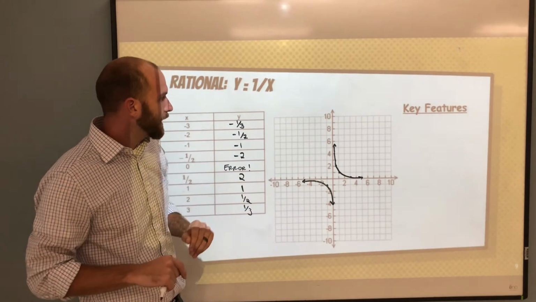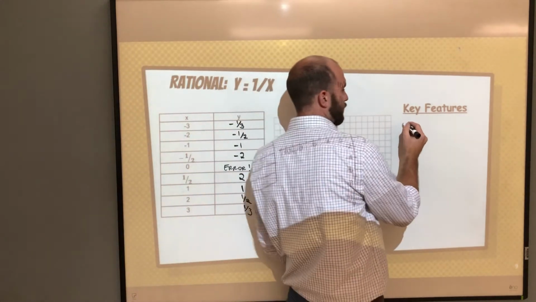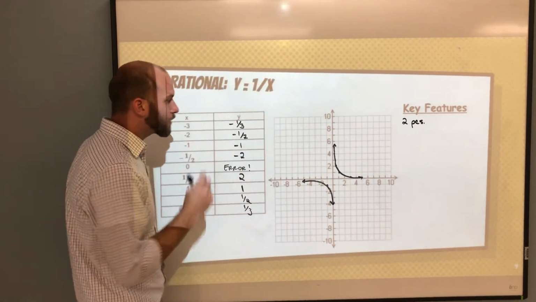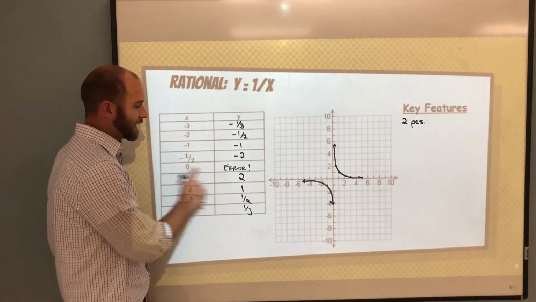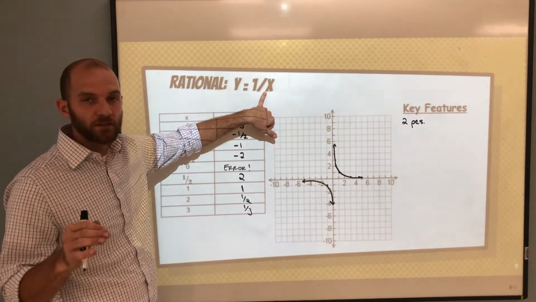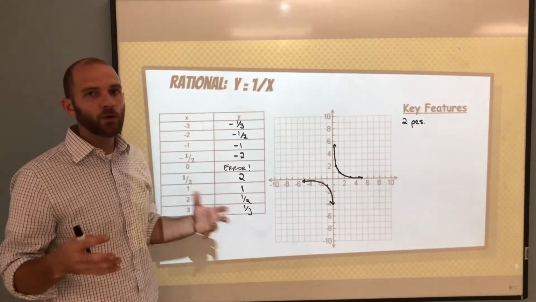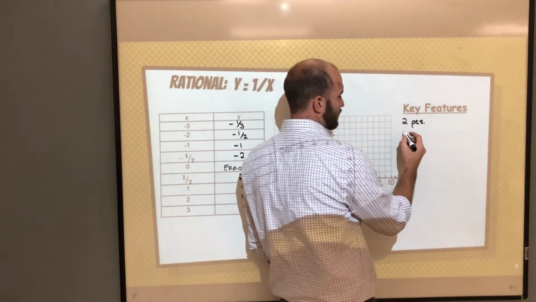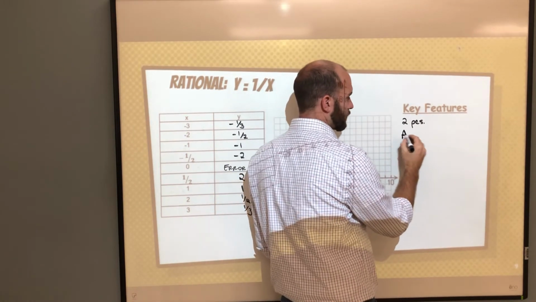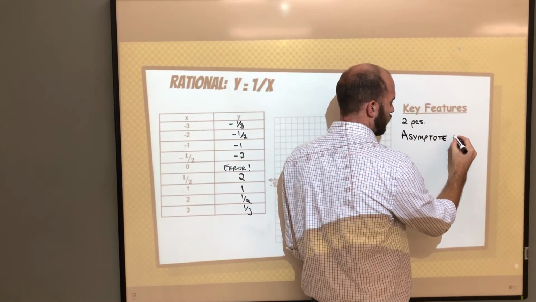Okay? Now, some key features here on this graph would be that it is in a couple pieces. It's broken apart. Another key feature of this thing is that we get an error at 0. We can't ever divide a number by 0, so that's why we get that error there. When we put in 0 for our x value, we can't get a y value. So we would say there's no x value there, or we would have an asymptote on the y-axis.